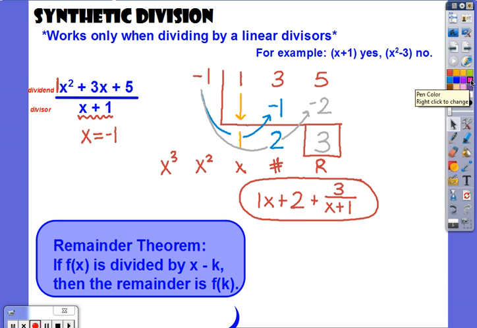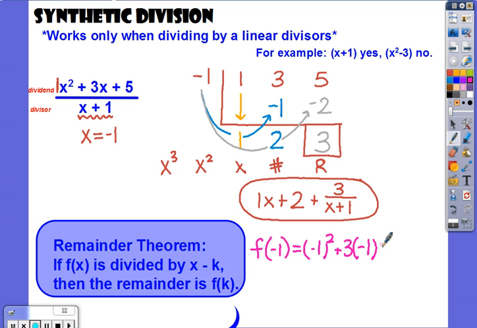So f of k, f of, and remember k is the negative 1. What would happen if we just took that negative 1 and we plugged it into that original function that we were dividing into? Let's try it. So we're going to do the negative 1 squared plus the 3 times negative 1 plus the 5. And we're just curious to see what we'd get. So we'd get 1 minus 3 plus 5. And it looks like the answer is 3.